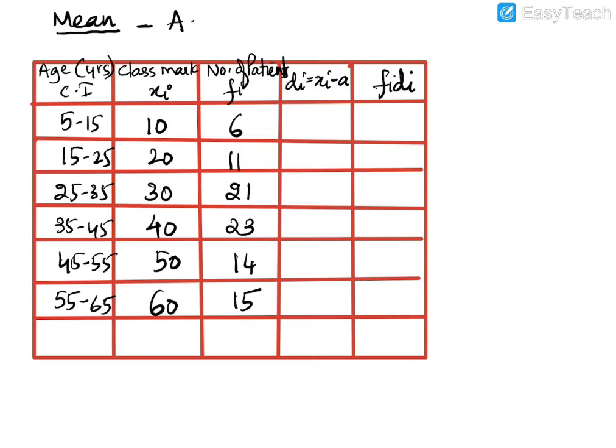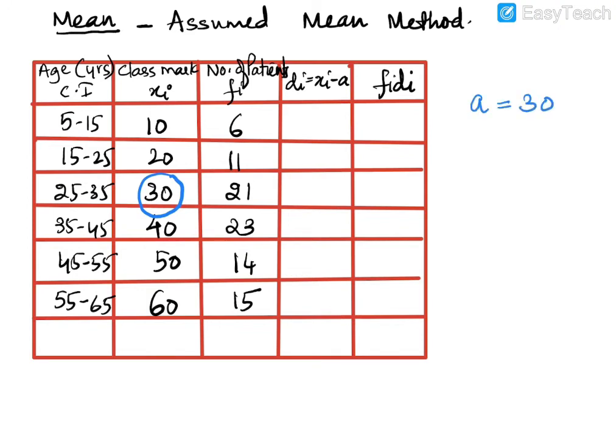We are finding the mean using assumed mean method. So we will have to choose one value from xi which lies in the center. So let's say 30 is the assumed mean. So A is equal to 30. Now let's find di for each xi, which is xi minus A. So we will get minus 20, minus 10, 0, 10, 20, 30.